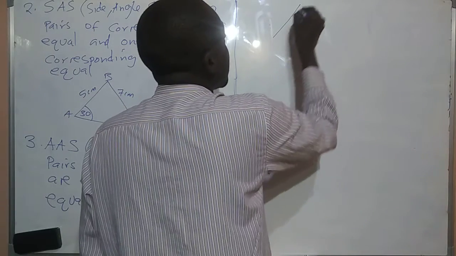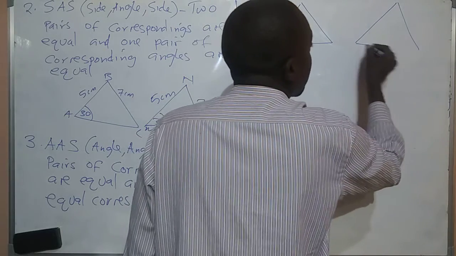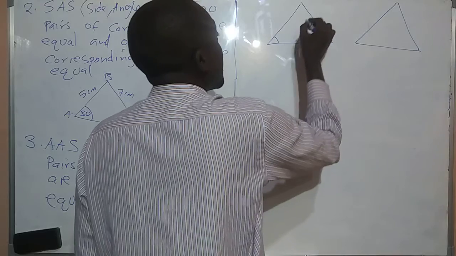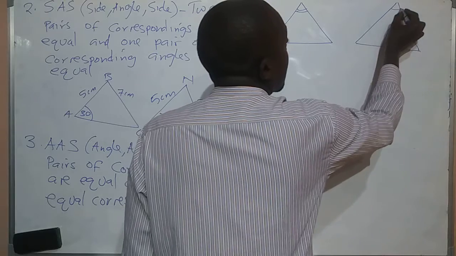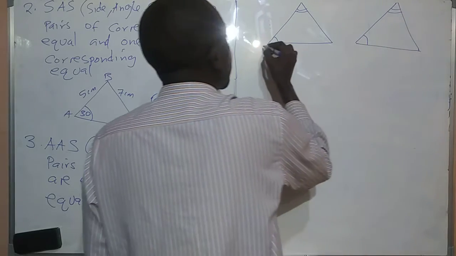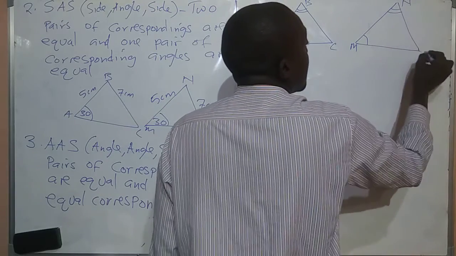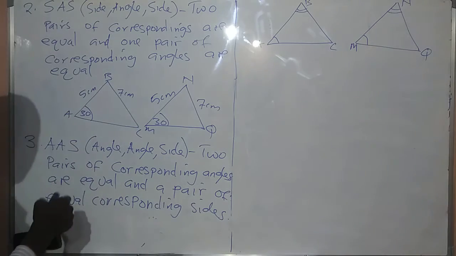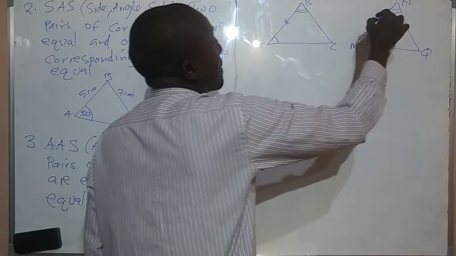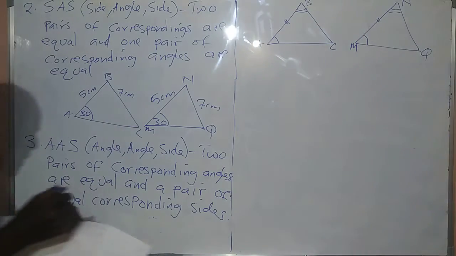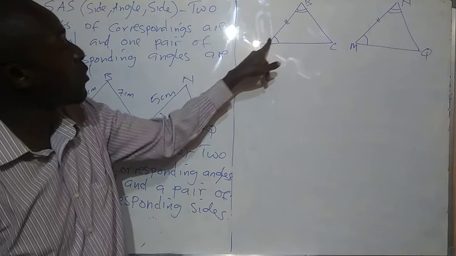So we have something like this. Okay, so here also, okay, we have this. Okay, so A, B, C, M, N, Q. Okay, so here is what we have, and also a pair of sides. Okay, so we have this.